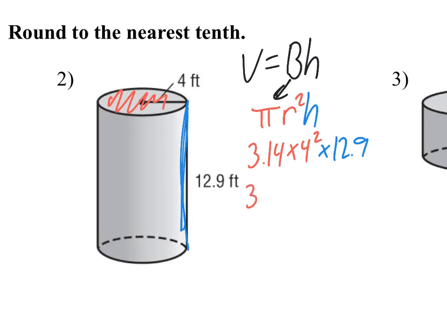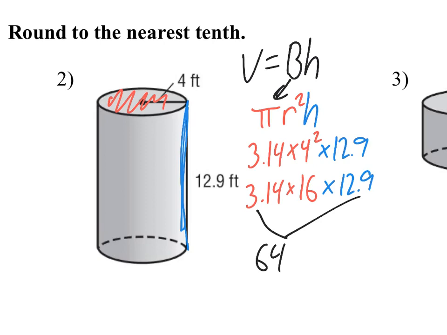So we still have 3.14, haven't done anything with it yet. 4 squared is 4 times 4, that is 16. We're going to do that times the 12.9. And at this stage, I'm just going to plug these numbers into the calculator and get what I need back out. The value we get is 648.09, and I'm going to round to the nearest tenth on this one, so I'm going to round it up to 648.1. That will be feet cubed, because we're talking about volume.